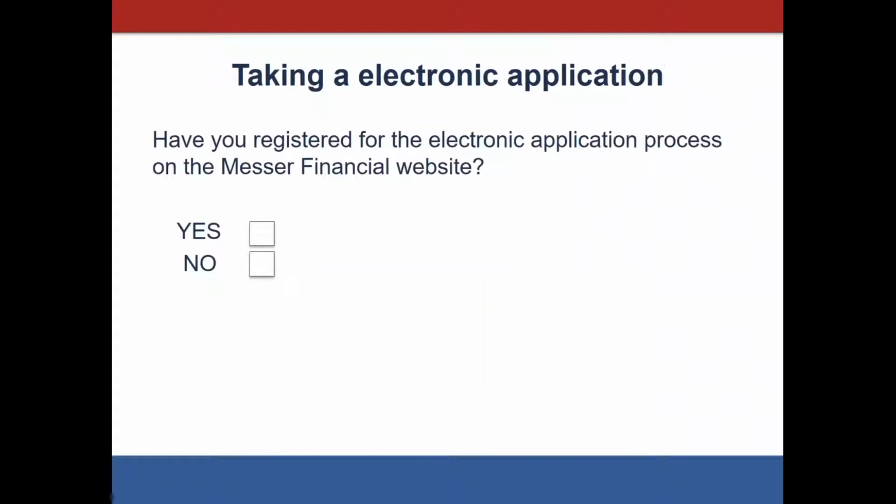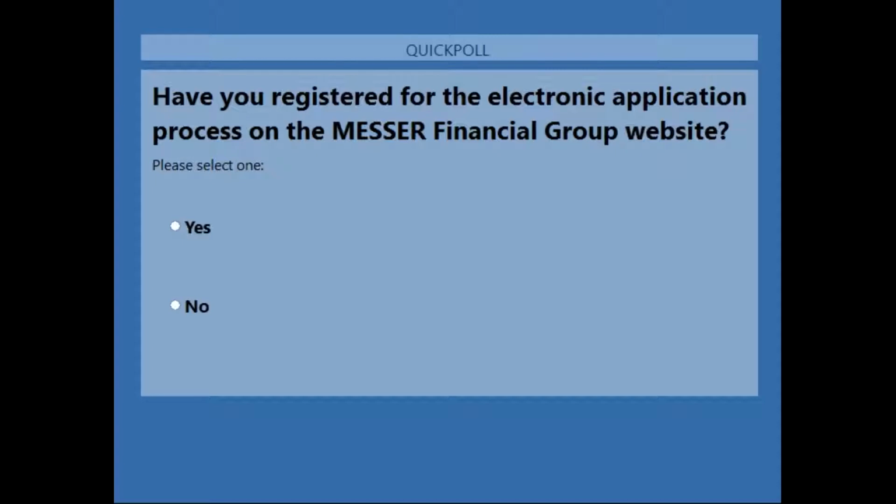Now, as far as next week, let's go into the next polling question, if you would please, Rebecca. We're looking to find out from those who are with us today if they have already had a chance to go in and register on the Messer website for electronic app processing. That could be for any carrier. It doesn't have to be strictly for this American General Partners product, the one that we feel most comfortable with.